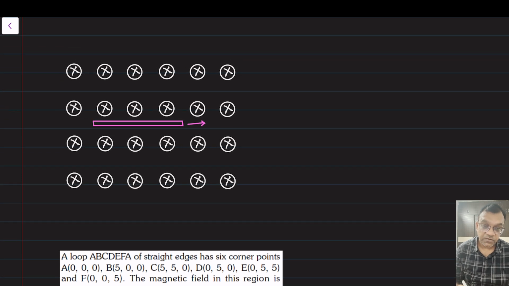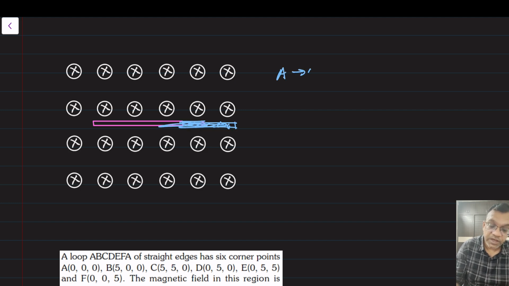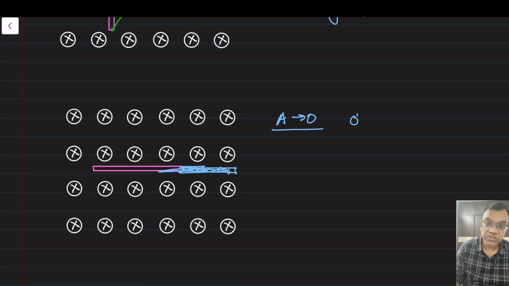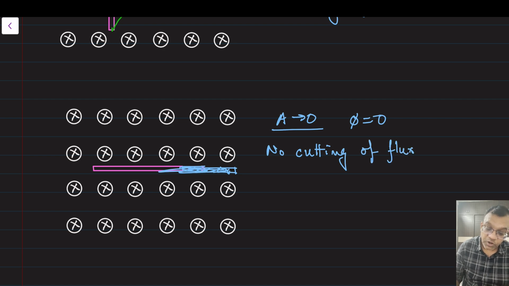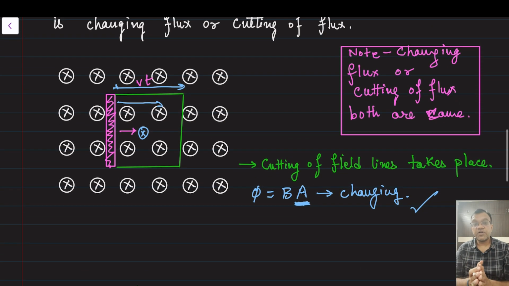Another case you take here. Here one rod is there, the field is into the paper and the rod is moving in this way. So if it is moving here, then you see the area swept is negligible. Here the area is tending to 0, and as the area is tending to 0, it means the flux linked with the circuit is not changing, and here no cutting of flux also. So what I want to explain in short is that varying flux and cutting of flux both go simultaneously.